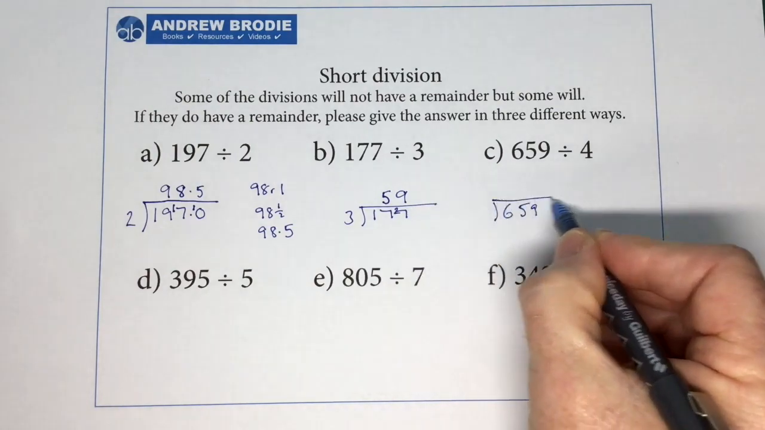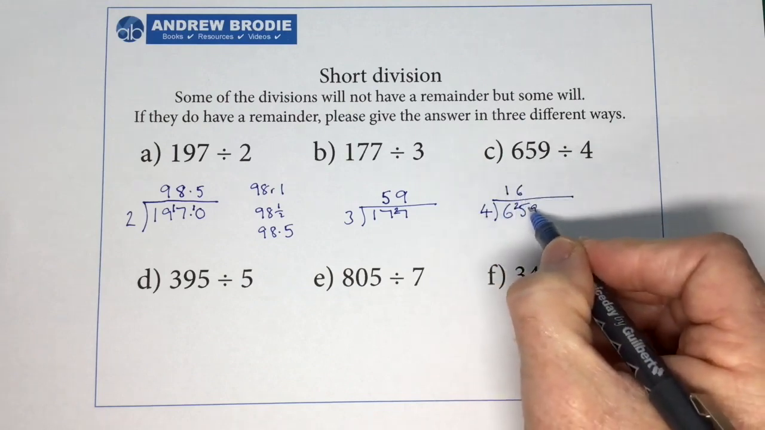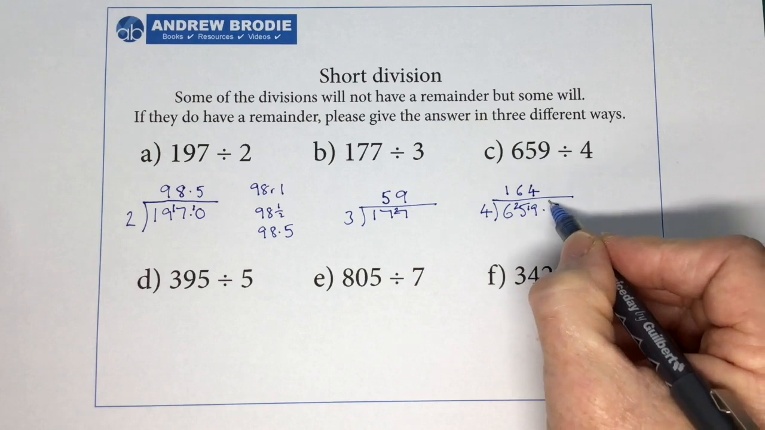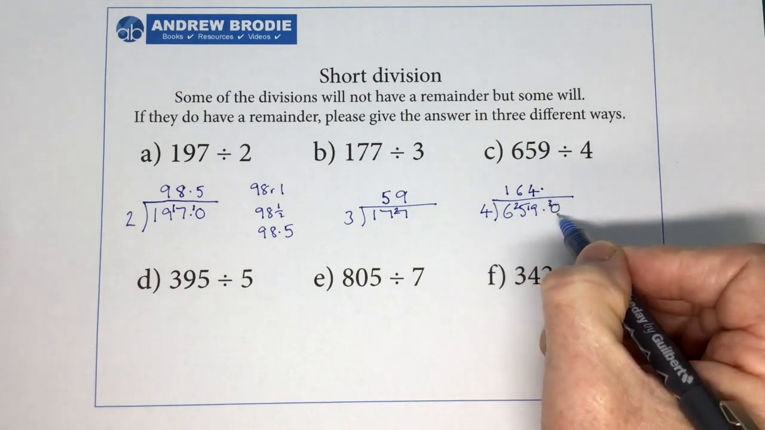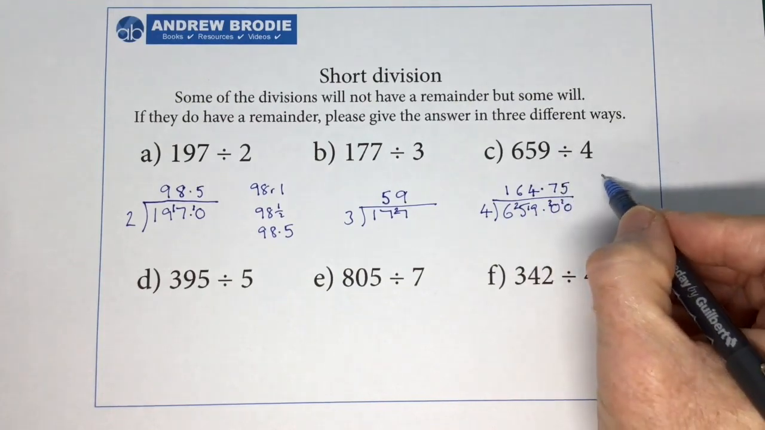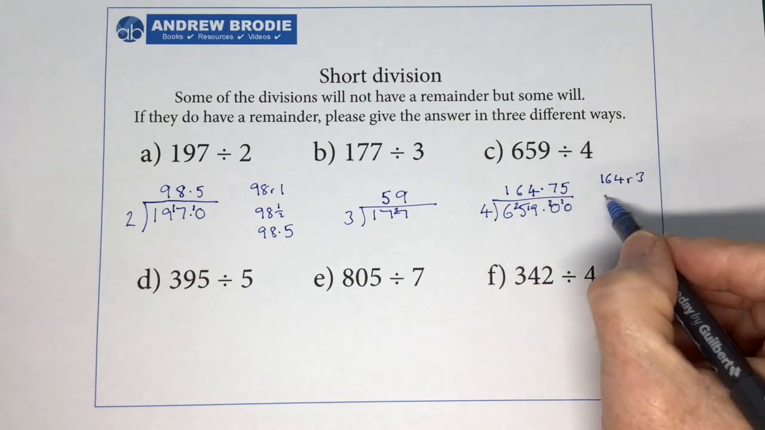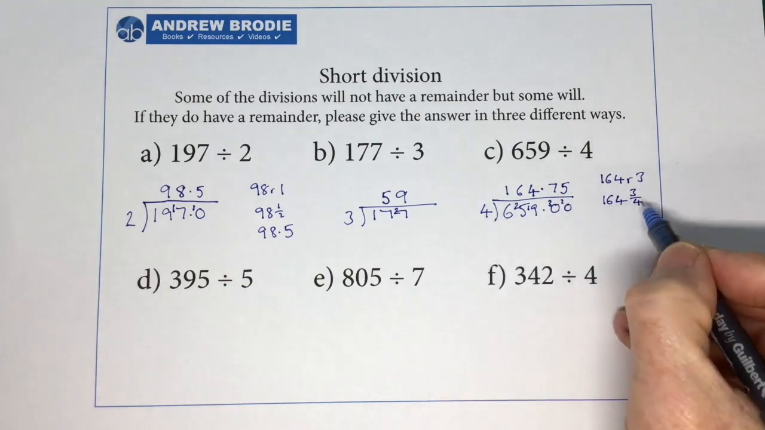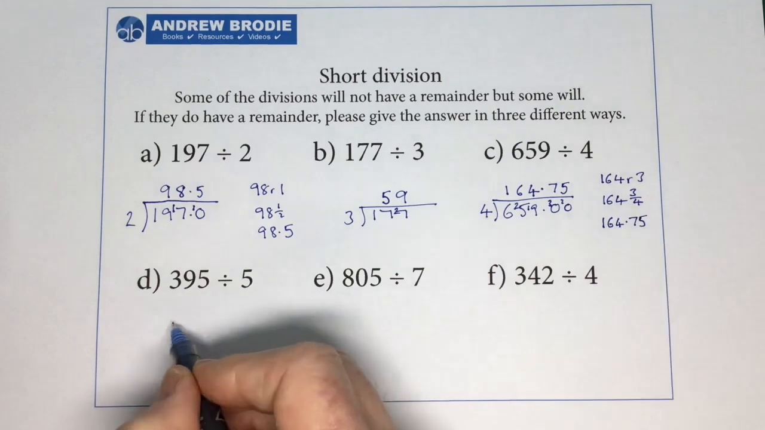659 divided by 4. 4 into 6 goes 1 with 2 left over. 4 into 25 goes 6 with 1 left over. 4 into 19 goes 4 times with 3 left over. So we can put the 3 there. 4 into 30 goes 7 times with 2 left over. 4 into 20 goes 5 times. So we could have had the answer 164 remainder 3. That 3 was left over. Or we could have 164 and 3 over the 4, 164 and 3/4, or 164.75.